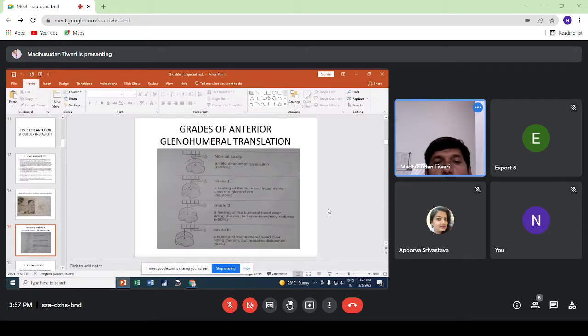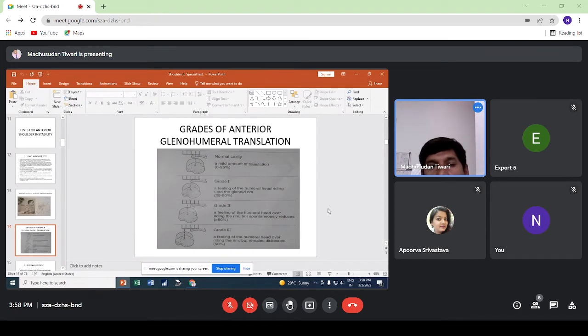Rates of anterior glenohumeral translation. Normal laxity is around 25%. For a grade 1 type of dislocation, the shifting should be 25 to 50%, with a feeling of the humeral head riding up to the glenoid rim.